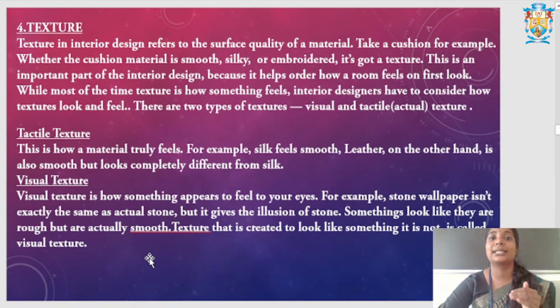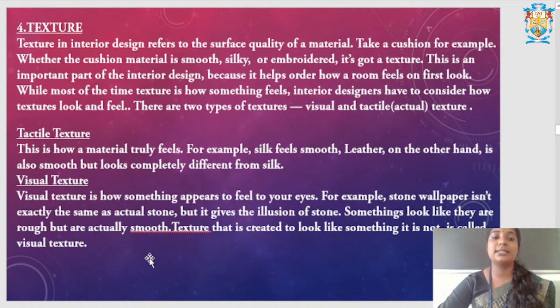Let's see what tactile texture is. Tactile texture is nothing but the feeling, how you touch it. This is how the material truly feels, maybe in your hand and foot. For example, silk feels smooth. Leather, on the other hand, is also smooth but feels completely different from silk, more rubber-like, right?